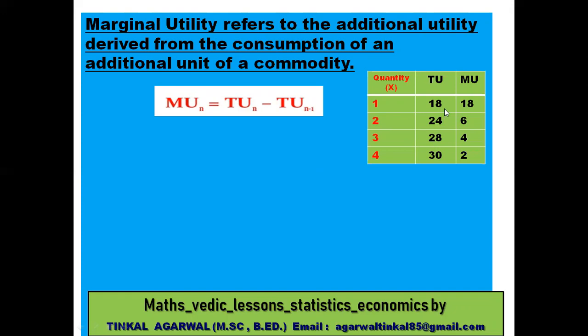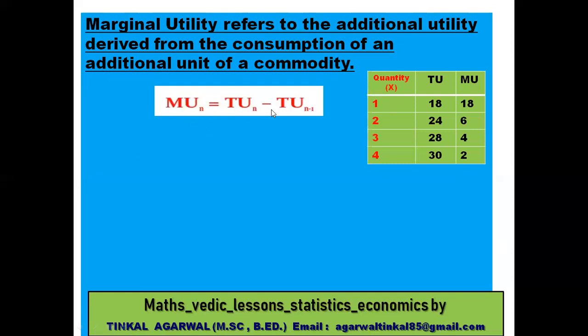24 minus 18 is 6. Now, by consuming an additional unit, that is by consuming 3 units, your TU increases to 28. But how much is TU increasing? 28 minus 24 is 4. Similarly, 30 minus 28 is 2. So this is how we find marginal utility.